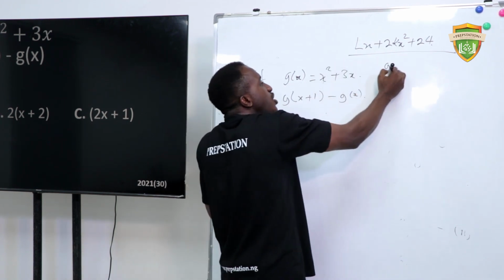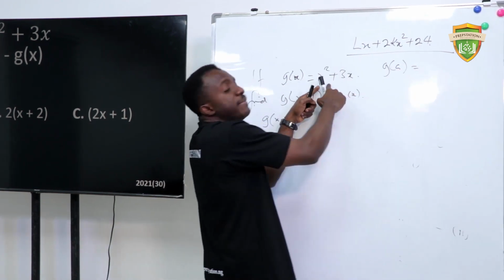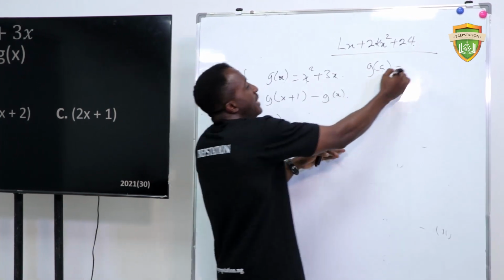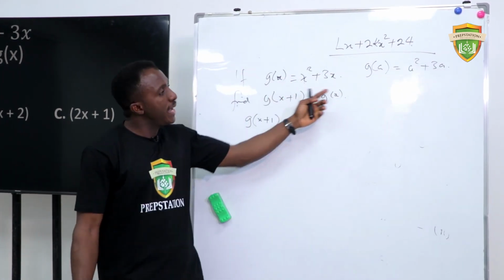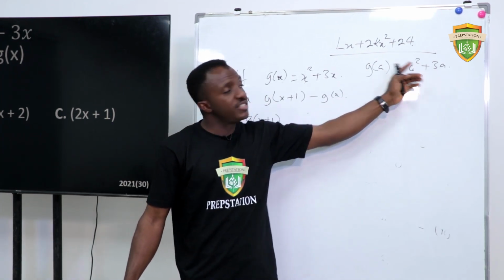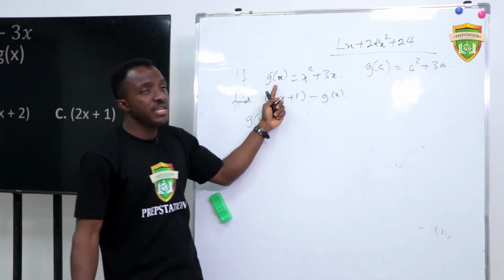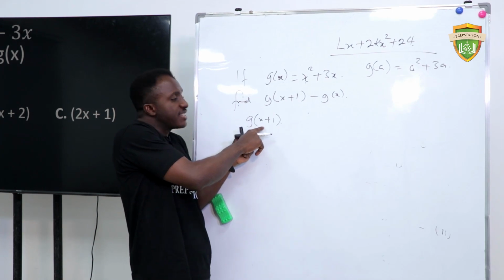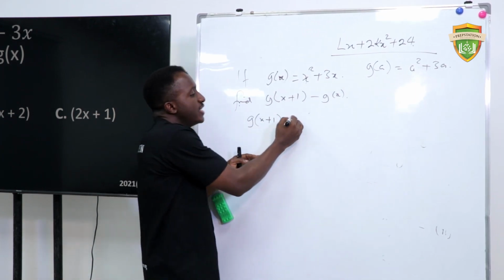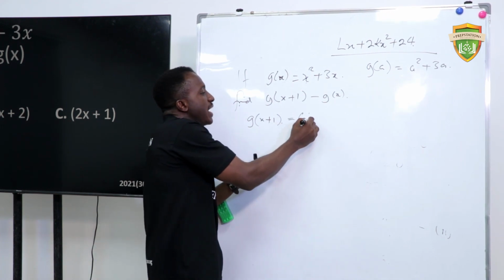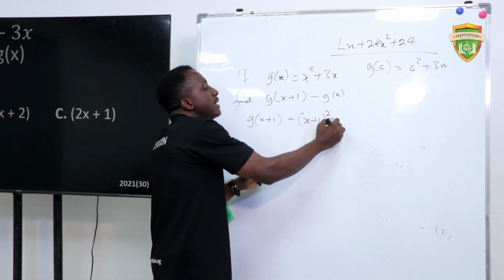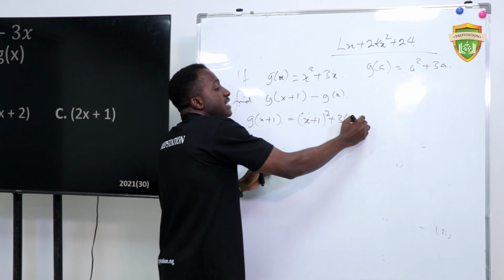So if this was g of a, the equation would have been in a, probably something like a squared plus 3a. But this is g of x, that's why the function is on x. It's g is a function of x, that's what this means. Now, we're looking at g as a function of x plus 1. It's just simple. We replace the x with x plus 1, leaving us with x plus 1 all squared plus 3 into x plus 1.